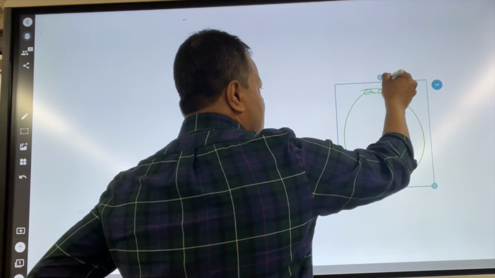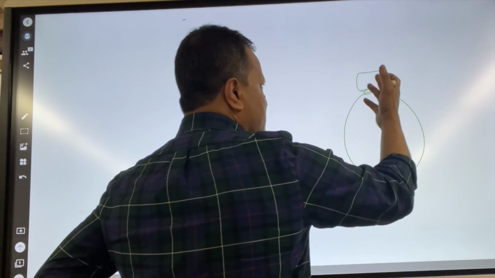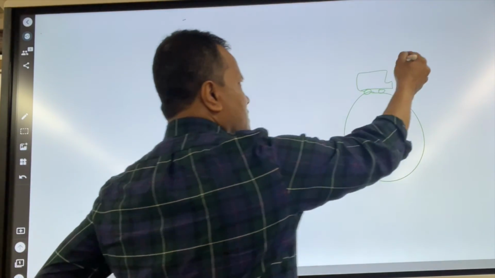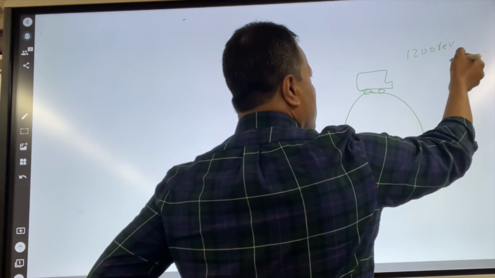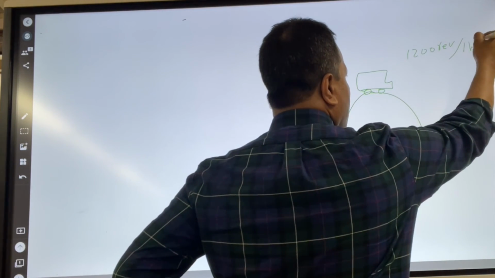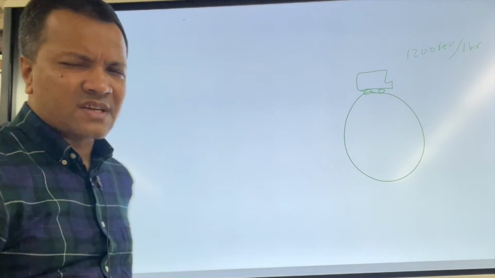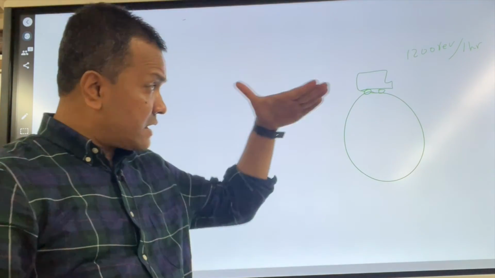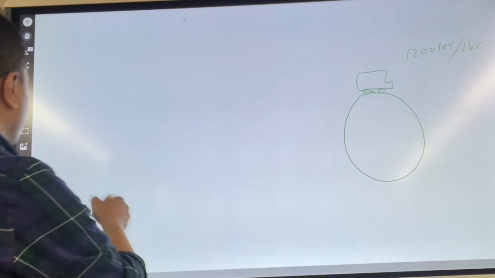We're going to find the velocity. So this object moves, let's say, 1200 revolutions. 1200 revolutions means 1200 times. So in 1 hour, it makes 1200 revolutions. The same object. We want to find the velocity. We know the direction of the velocity vector, but we want to find the size of that velocity vector. How can we do that?